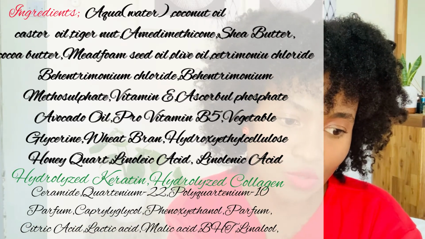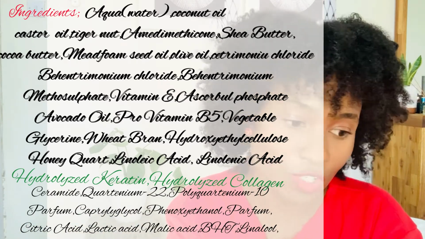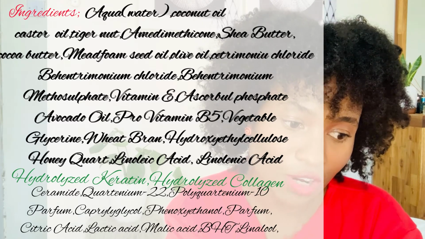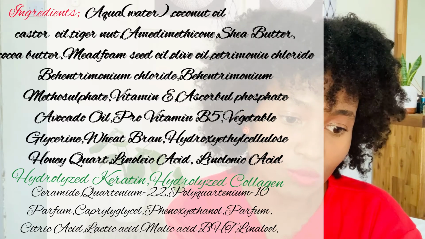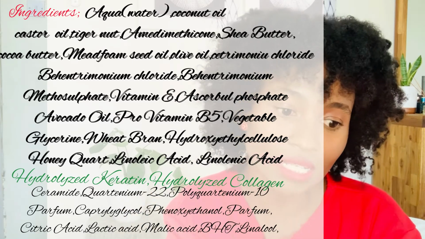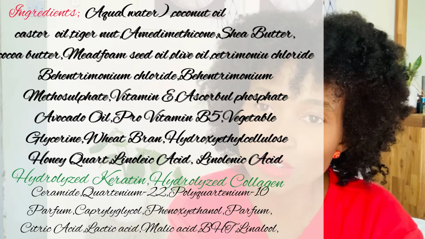We have a lot of conditioners. We have dihydroammonium methyl sulfate. You have vitamin E. We have avocado oil. You guys know what avocado does. We have provitamin B5, which is a very good humectant, and vegetable glycerin, which is the same. It's a humectant as well.